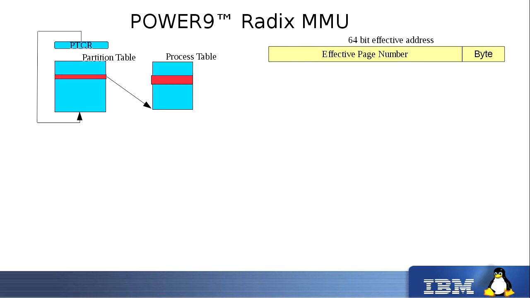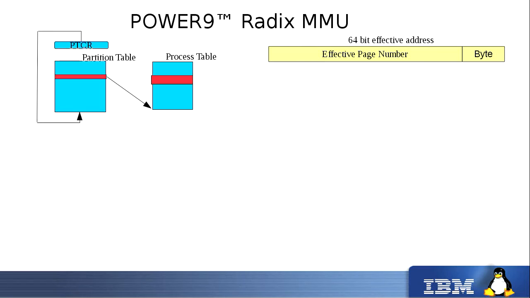Now, what is the index into that partition table? It is actually your partition ID. It gives you a number which indicates which guest operating system you are running. So if you say my partition ID is 10, it offsets into 10 and gets you the process table for that partition. Now, what is the index into the process table? It is the process ID of the application. This is not the Linux process ID. This is an MMU context ID that we generate within the kernel, but it is a number which represents an application.